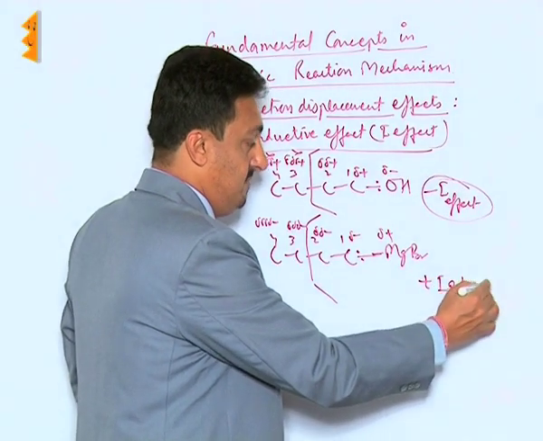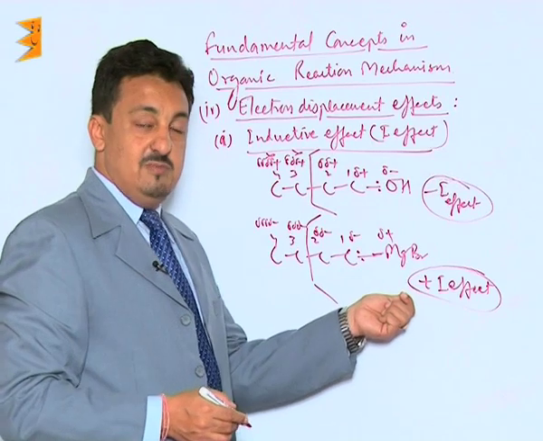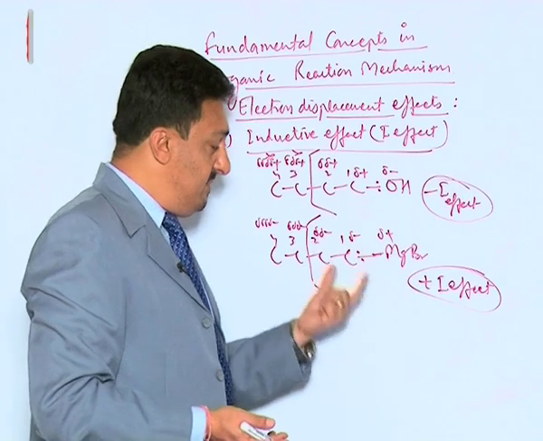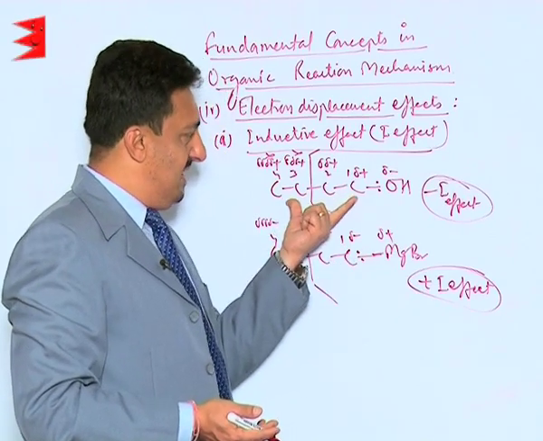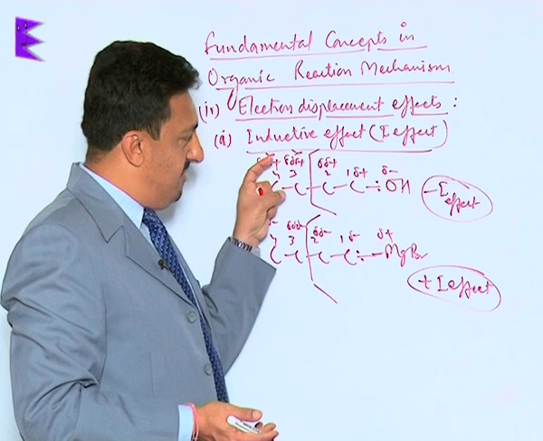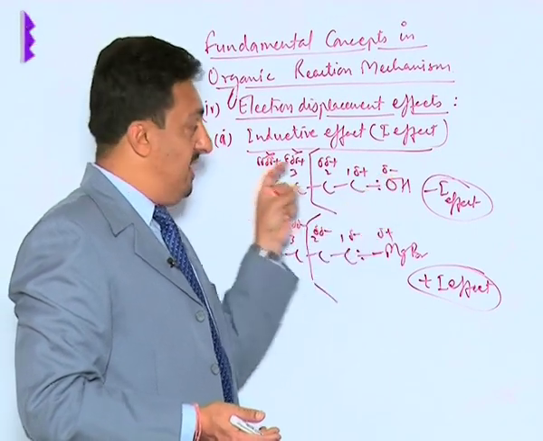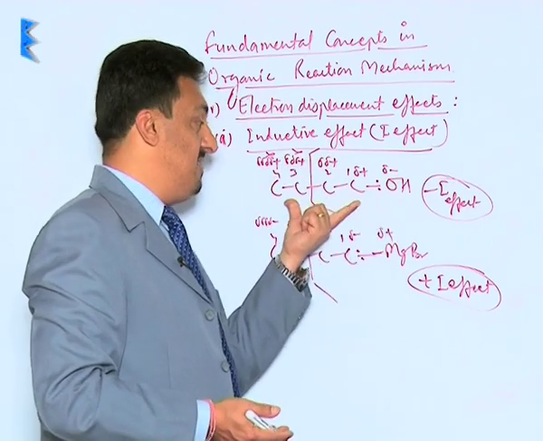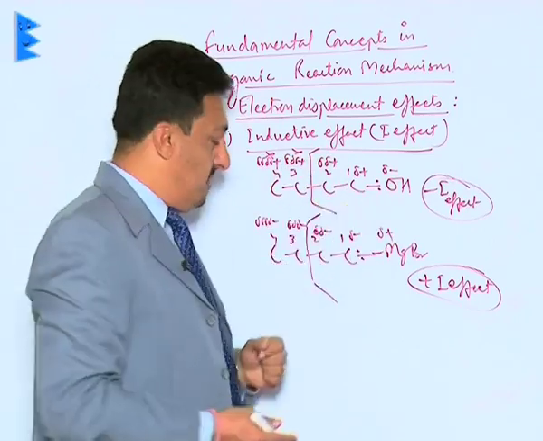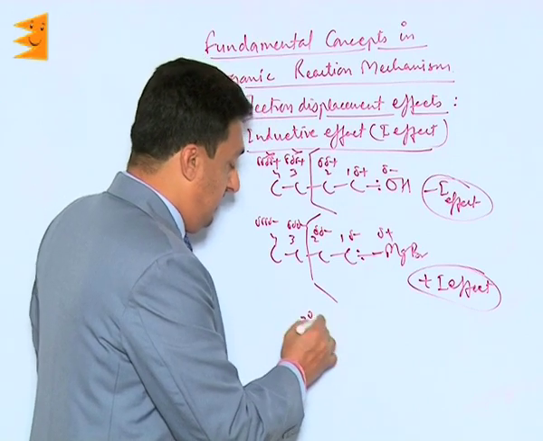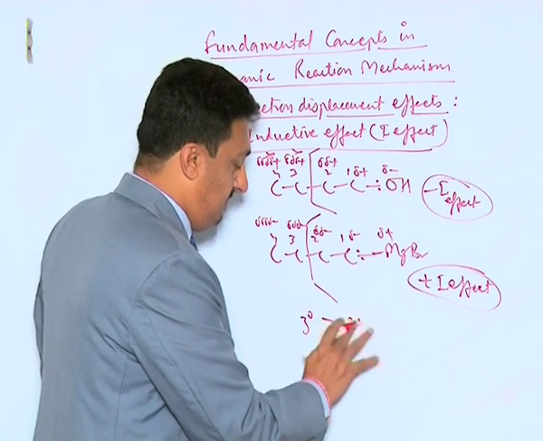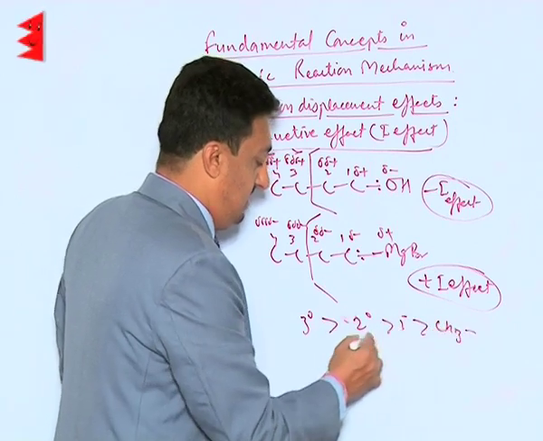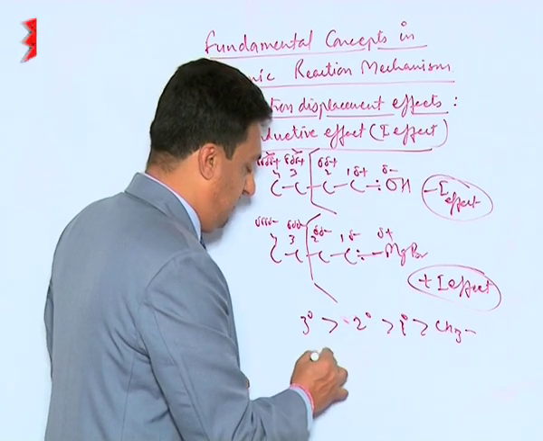Plus I effect. Definitely we can easily make out that plus I effect will be shown only by those species which are less electronegative than carbon. We can take the n-butyl chain, which was giving electrons towards oxygen. That is why it was releasing electrons, giving electrons to the OH group. We call it that this alkyl chain shows plus I effect. So what we find is tertiary group, followed by secondary group, followed by primary group, and followed by methyl. This is the decreasing order of the plus I effect.